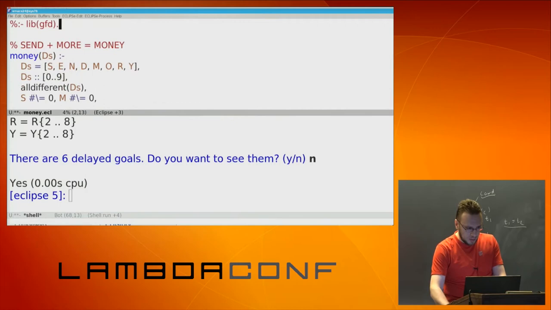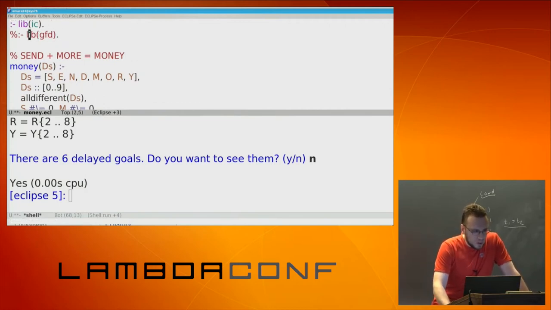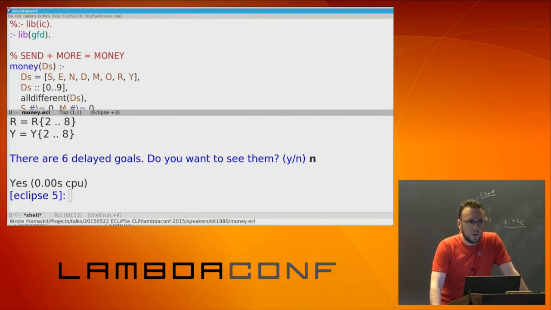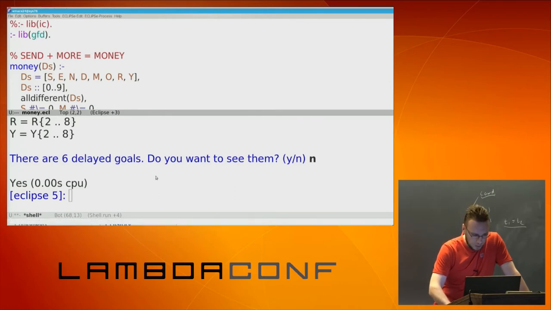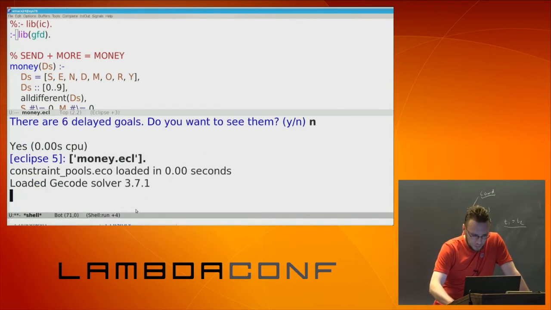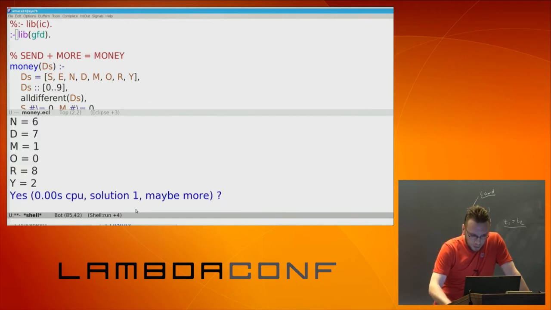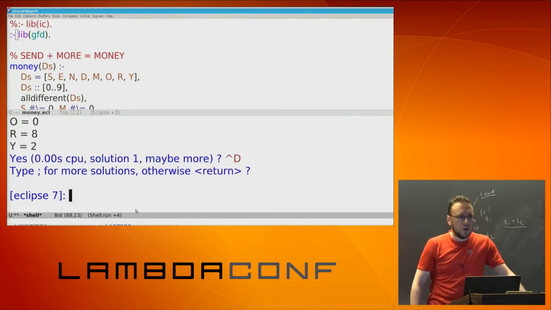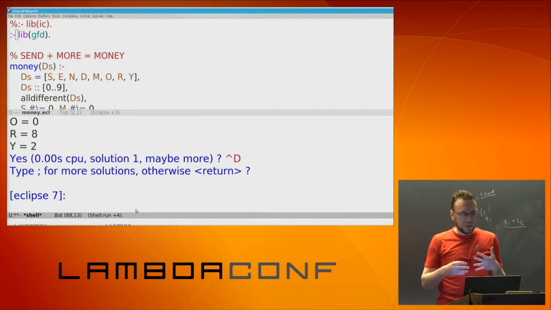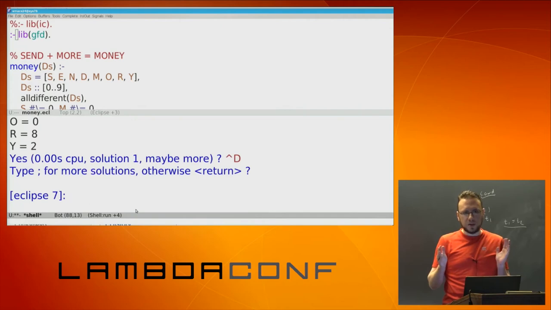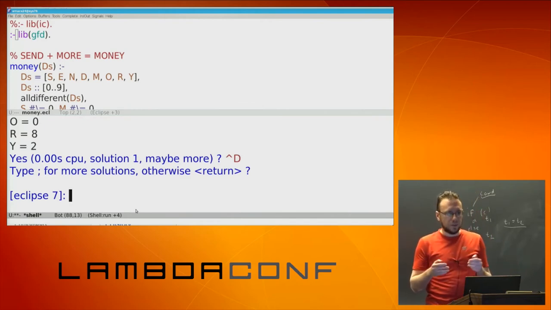Let's return our labeling. And also, I have commented out a different library, GFD. Now I'll switch from the IC library to GFD. The rest of the program is exactly the same. There are no differences. And let's try it. And we get the same answer. So there are different libraries in ECLiPSe, and models for different libraries are very similar or even exactly the same. So if you have a problem, you can model it and try different libraries. Maybe some libraries will run faster.